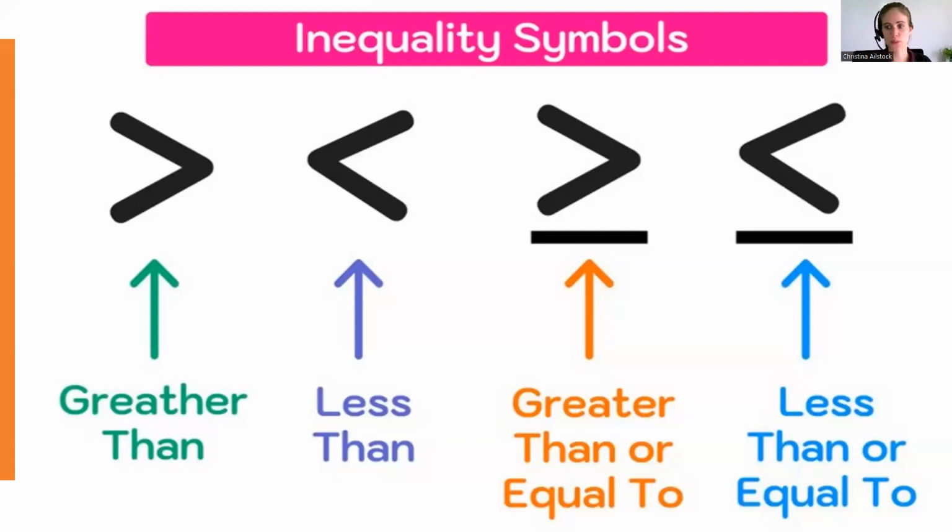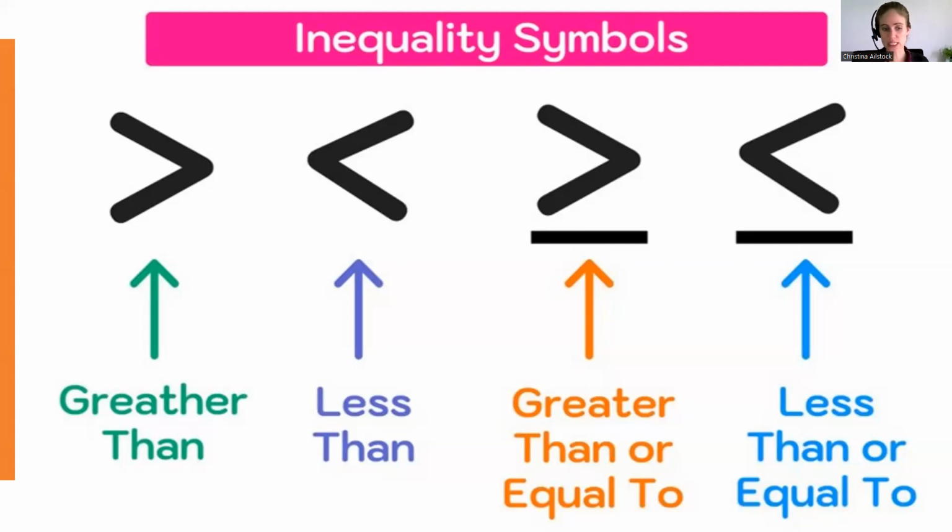So let's first refresh our memory on what our inequality symbols are. We have four different ones. We have our greater than and less than, and then the ones with the lines underneath are greater than or equal to and less than or equal to. Notice that line underneath is like half an equal sign.